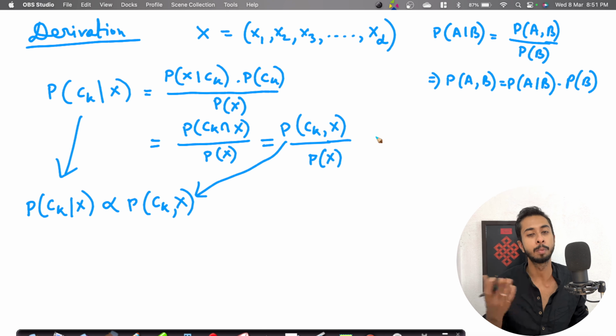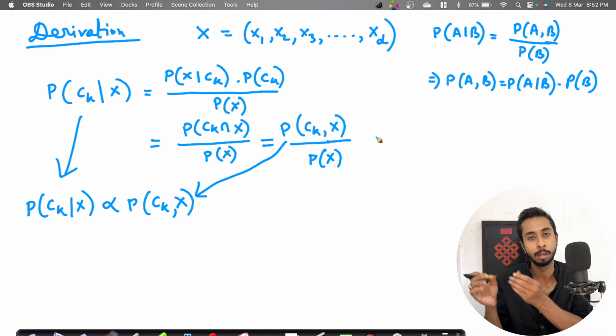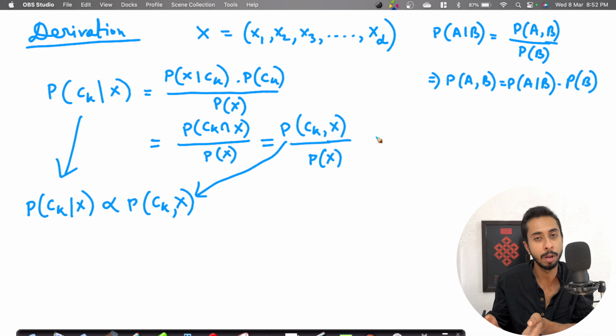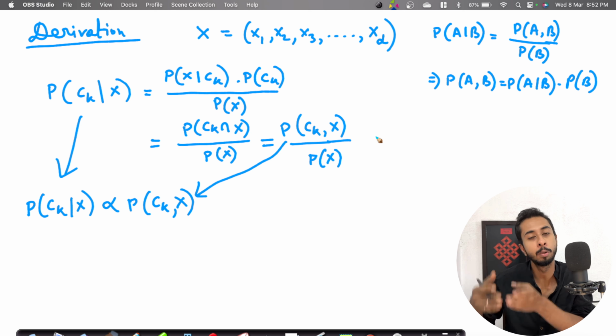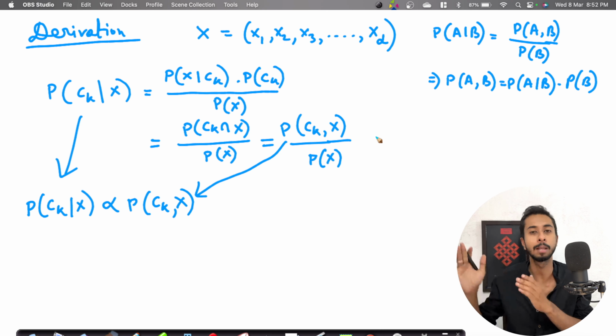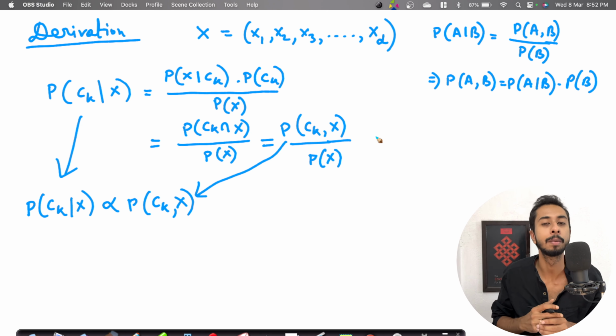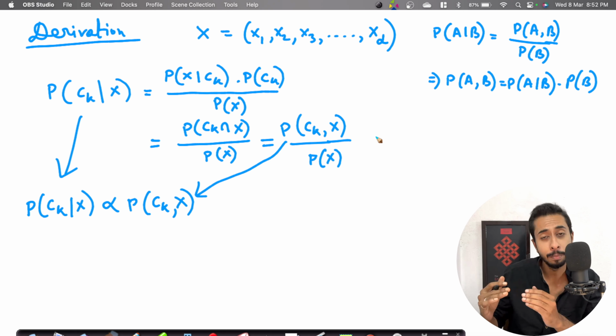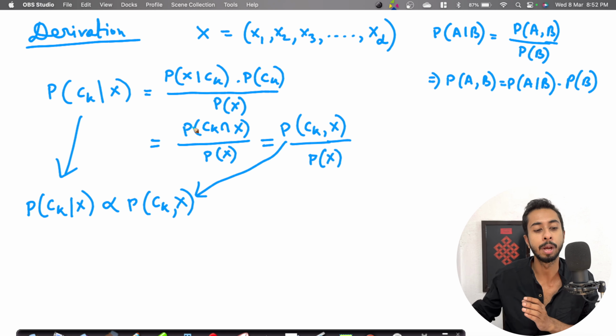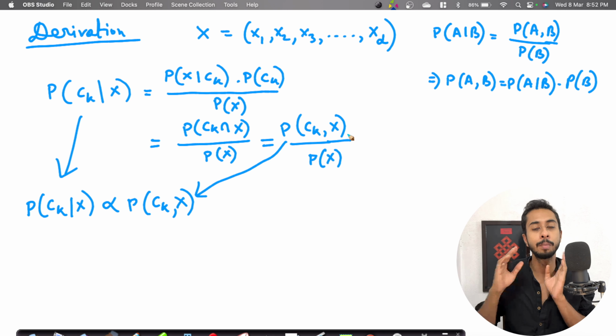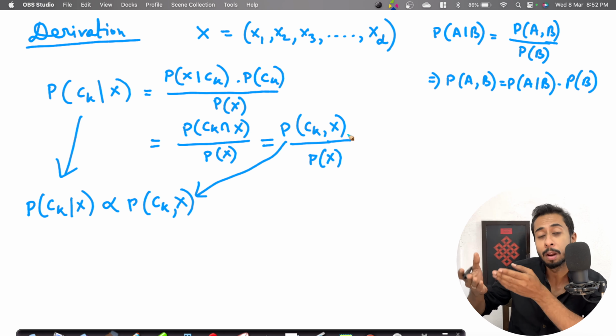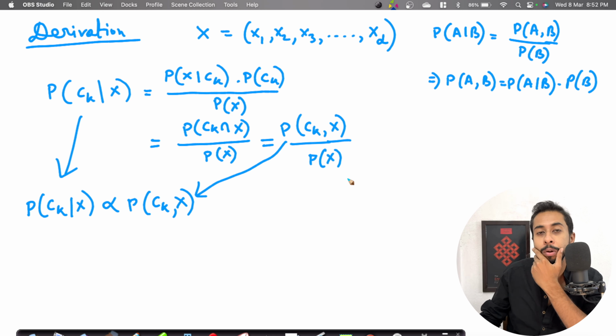Then for example, probability of x is 0.5. So for c1 given x, the denominator will be 0.5. For c2 given x, the denominator will be 0.5. So for all the classes, all the probabilities of class given x, the denominator will be same, so we can simply discard it. That's what I am writing here, proportional. We do not need to have this because we simply need which value is greater, right? And since the denominator is same, it will have no effect at all. Hope you understood it, right?